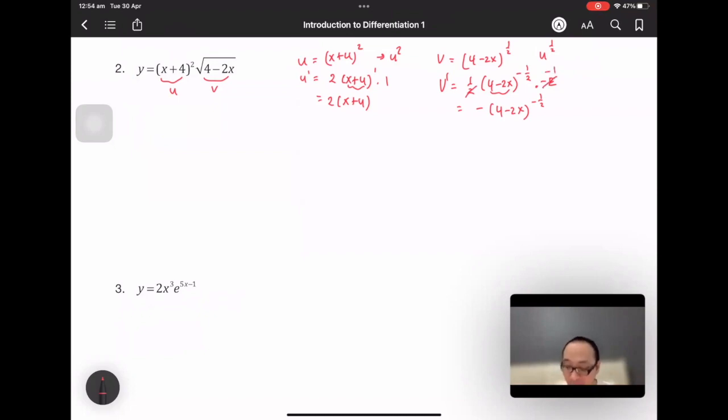Okay, so we put in the formula u prime v plus u v prime. So u prime is 2(x plus 4) times v, (4 minus 2x) to the power of half, plus u v prime. u is (x plus 4) squared. v prime is negative (4 minus 2x) to the power of minus half.